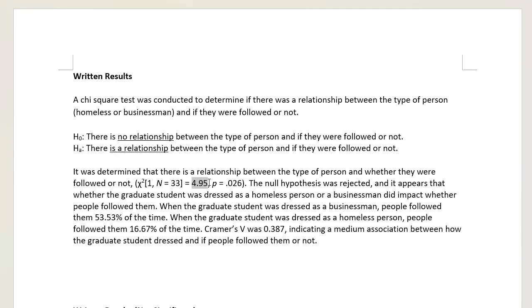We have the chi-square value. We then have that italicized p, and then we've got the p-value, making sure, once again, no leading zeros. The null hypothesis was rejected. Super important that you say that.